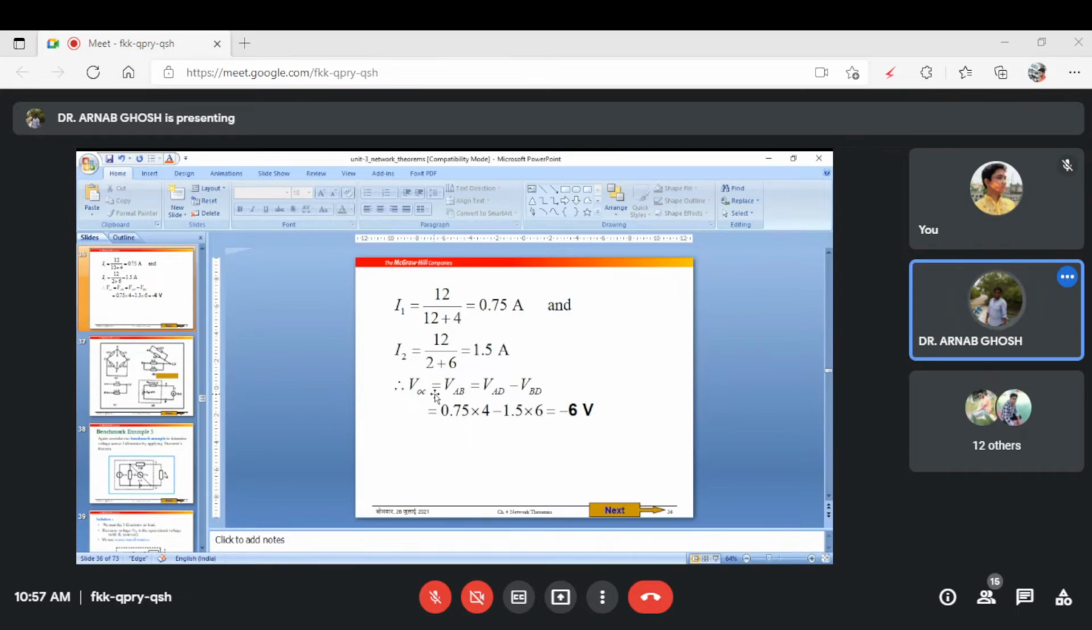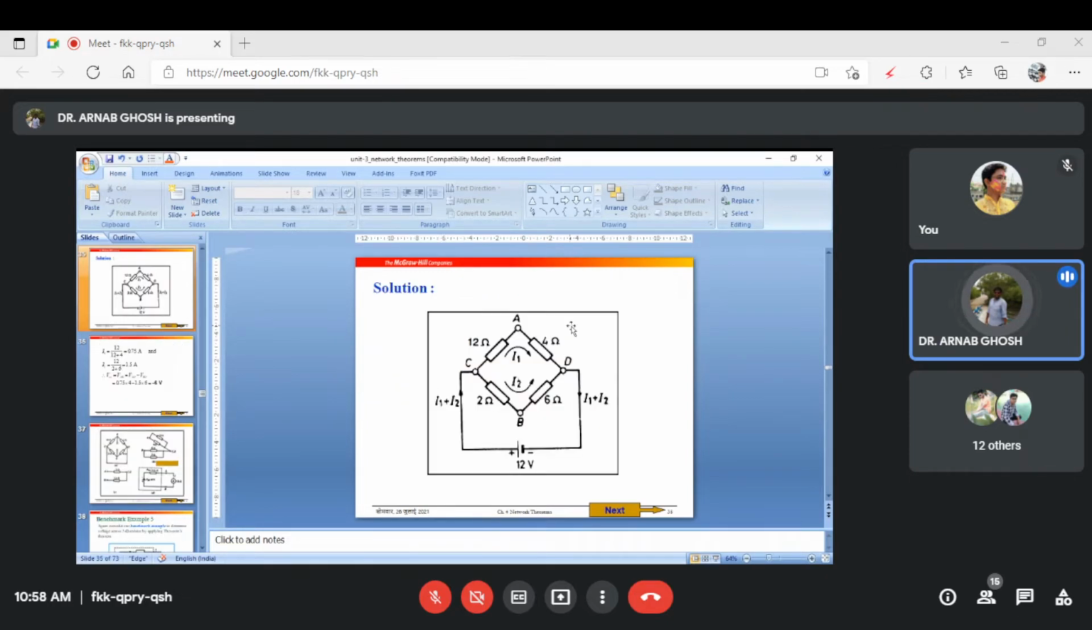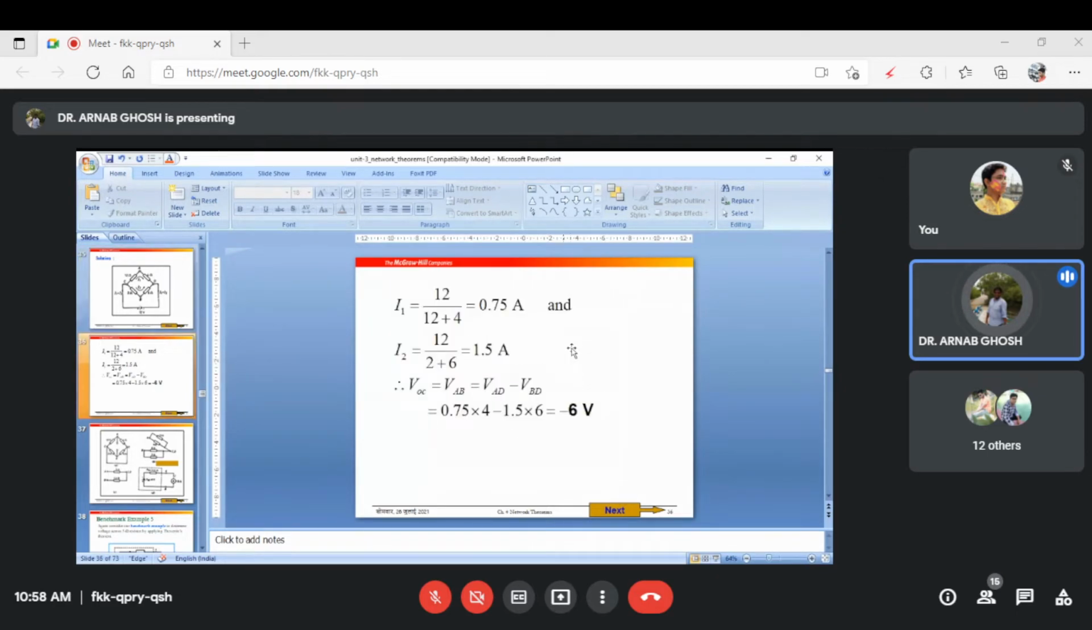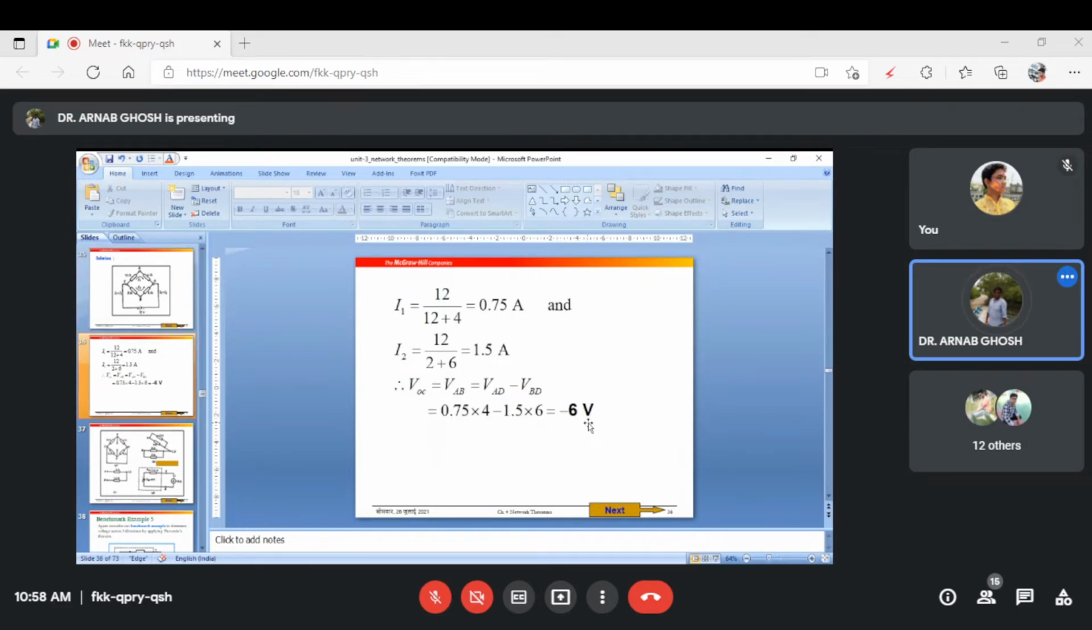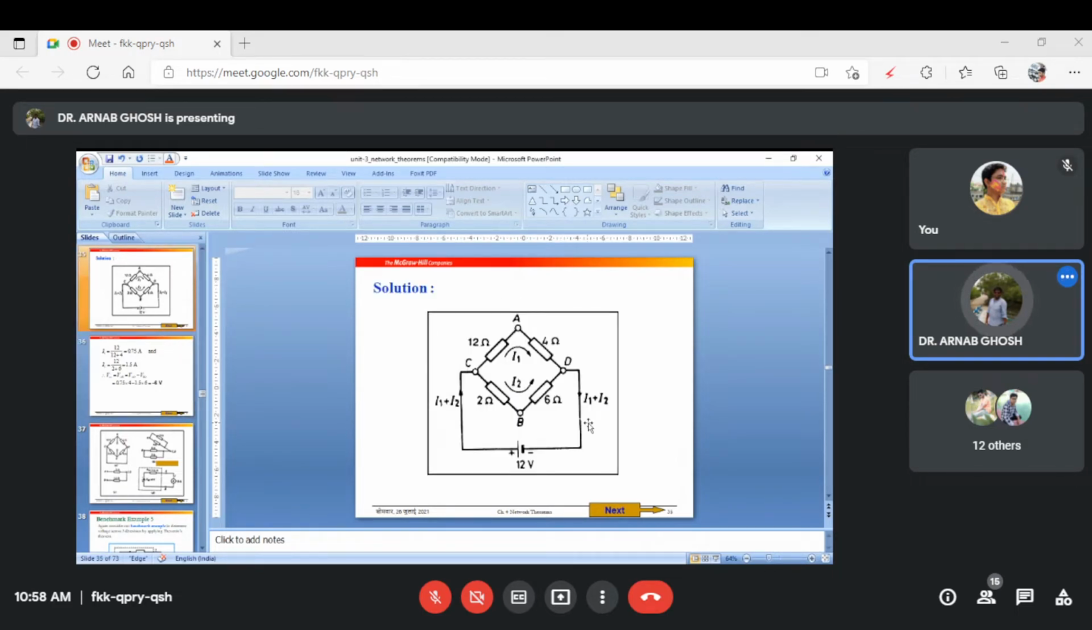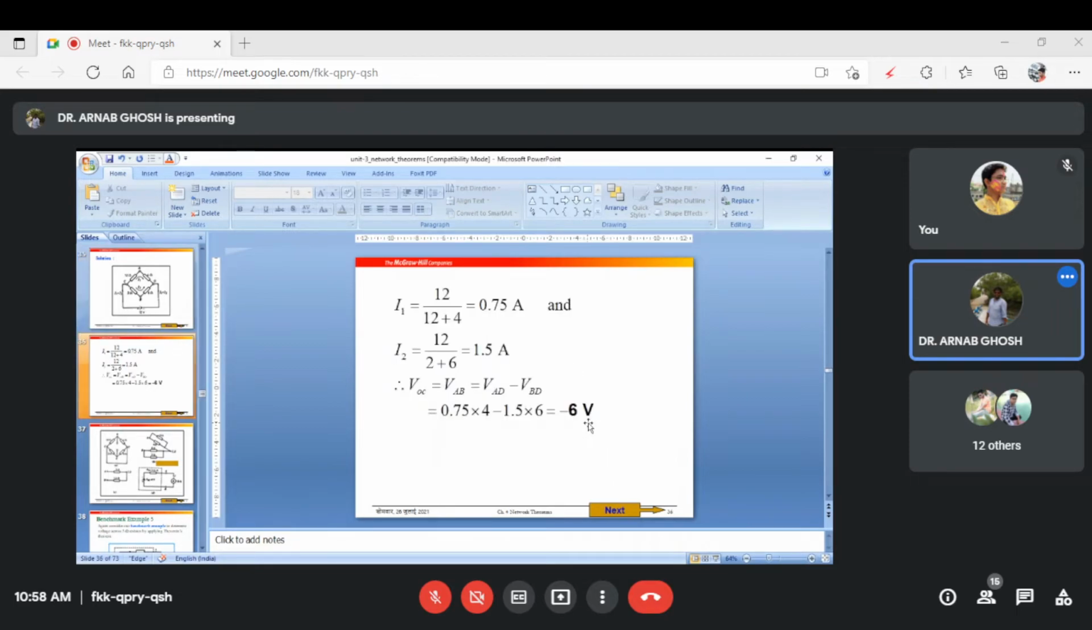I am finding the open circuit voltage. So this is equal to VAB. So this can be VAD minus VBD. What is VAD? VAD is I1 into 4. So I1 into 4 means 0.75 into 4. VBD is 1.5 into 6. So 0.75 into 4 minus 1.5 into 6. What is the voltage? Minus 6 volt. Clear? Yes, sir. Okay.